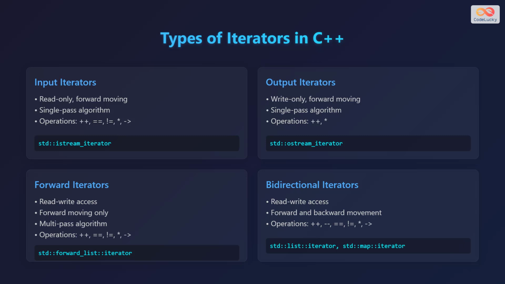After that, we have bidirectional iterators. Bidirectional iterators offer read-write access and allow you to move both forward and backward through a container. The operations supported by bidirectional iterators are increment, decrement, equality, inequality, dereference, and member access. Examples of bidirectional iterators are the iterators for standard lists and standard maps.